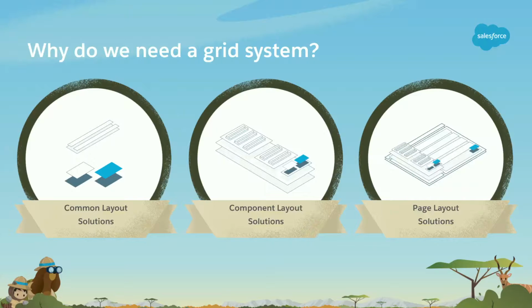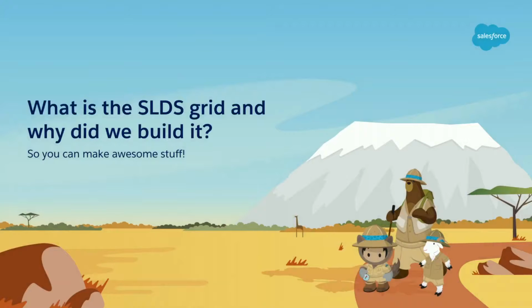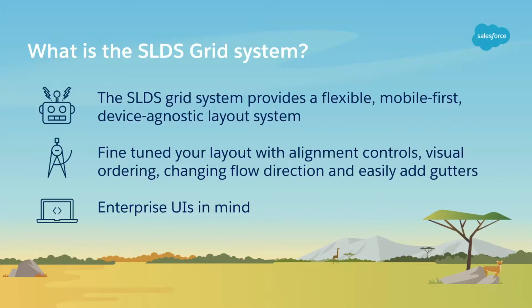So now I want to look at why we, Salesforce, built the SLDS Grid system, and really what it is. What it boils down to is my elevator pitch: the SLDS Grid system is a CSS framework that offers a flexible, mobile-first, device-agnostic layout system. I know it's a mouthful, but really what that boils down to is you can create awesome layouts on any device, any platform, all with mobile-first methodologies in mind.